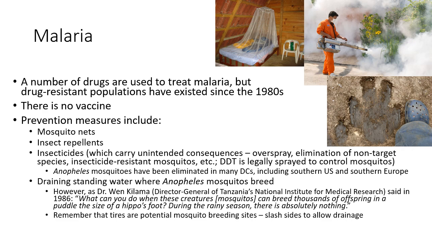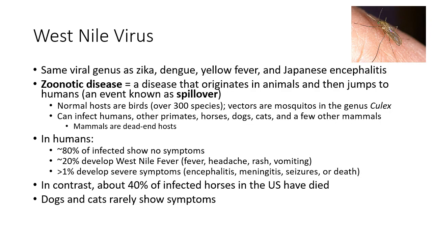Our next disease is West Nile virus. This is the same viral genus as several of our other tropical and subtropical diseases that you see listed here. This is a zoonotic disease, so the rest of the ones that we've talked about have been old diseases that are endemic to humans, but this is our first zoonotic disease. This is a disease that originated in animals and then jumps to humans. So humans are not the normal hosts. Humans are a secondary host.